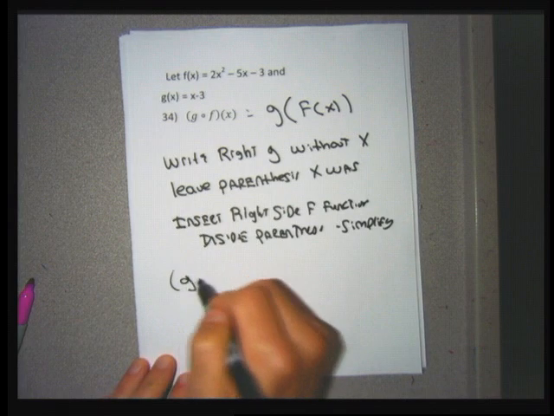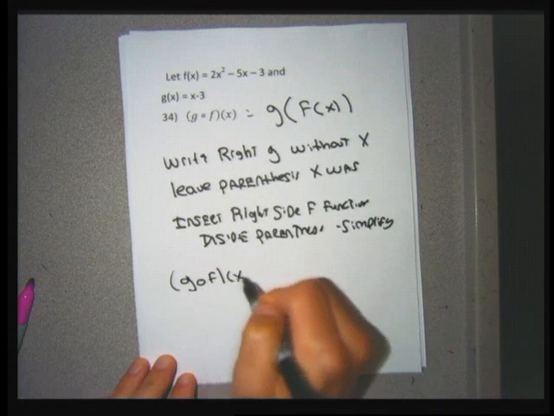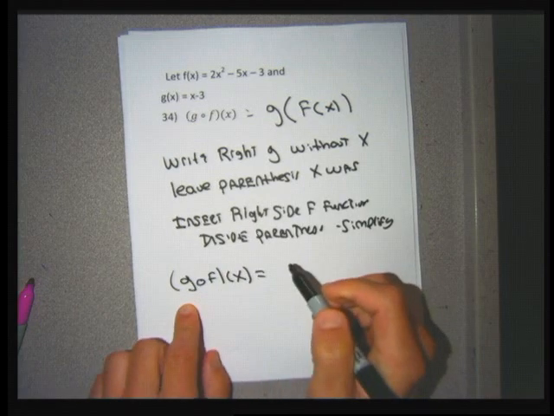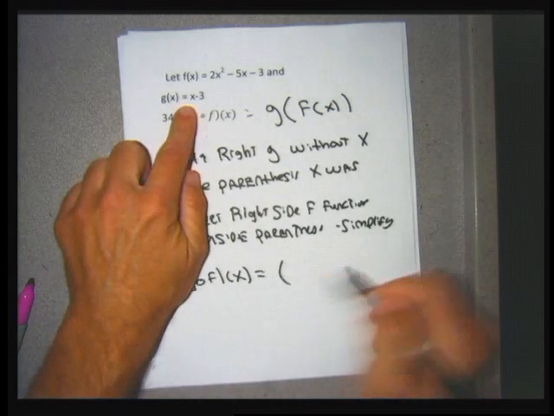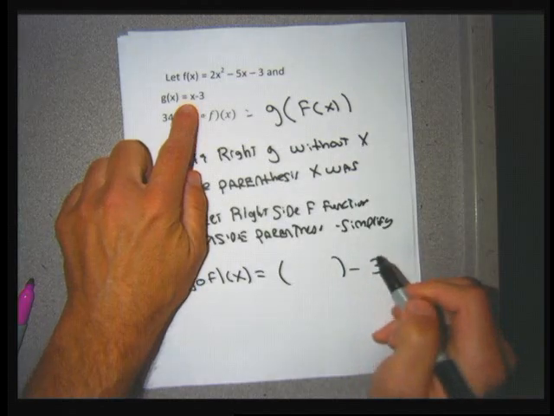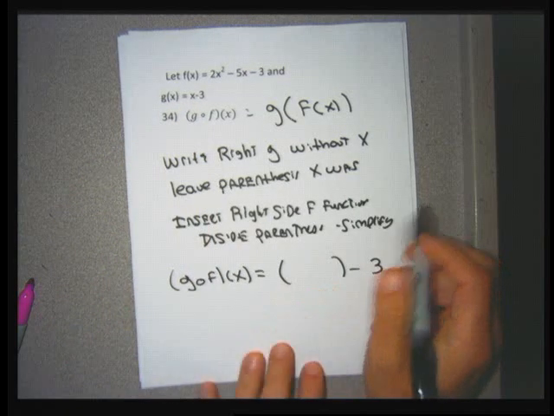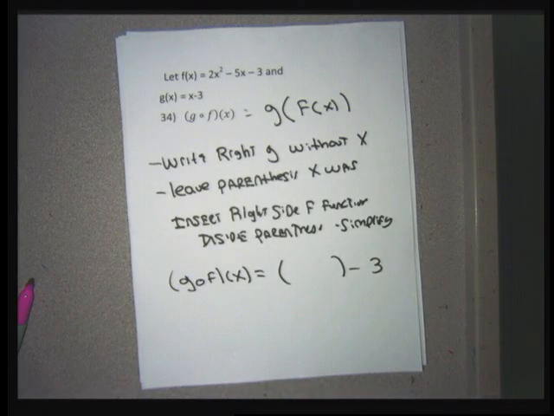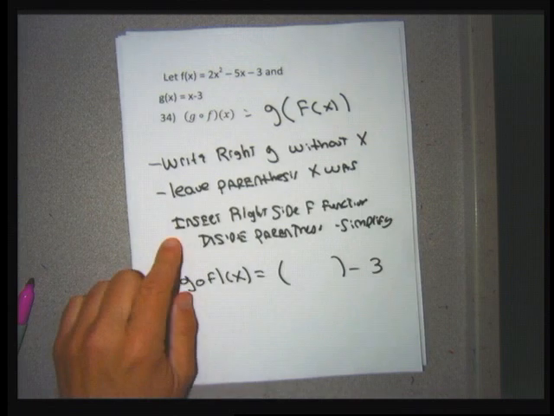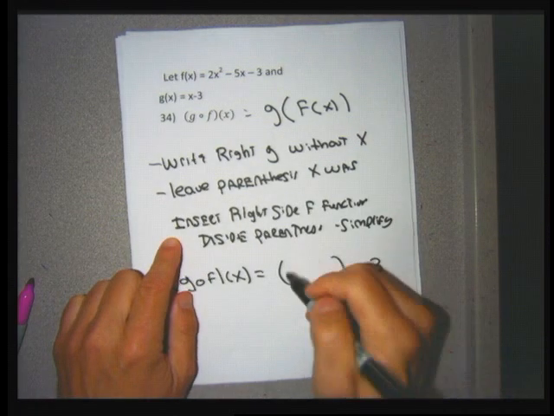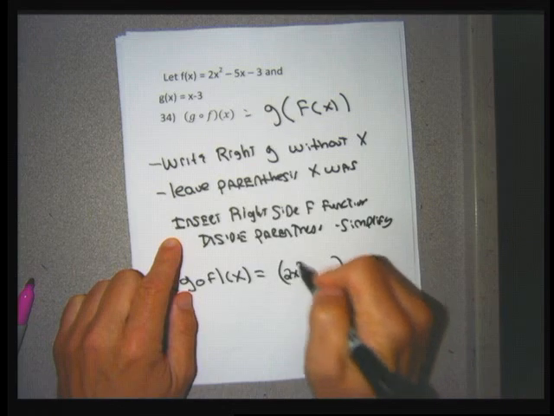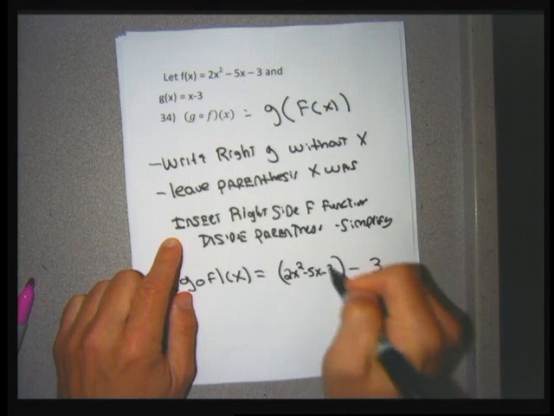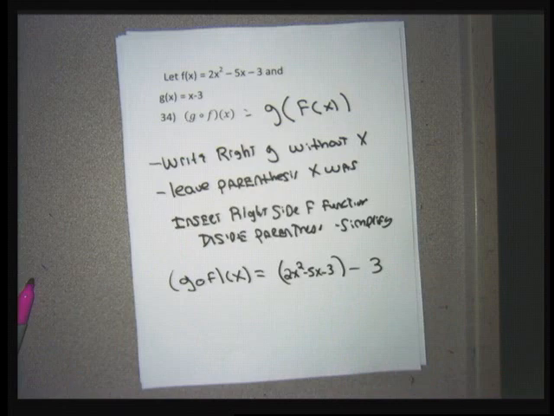So g composed with f of x equals, because the g is written first, I write the right side of g without the x. I leave a parentheses where the x was. So this is the first and the second step, writing the right side of the g function without the x. I left a parentheses where the x was. The third step is to insert the right side of the f function inside the parentheses, which is 2x squared minus 5x minus 3. And now I'm going to simplify.